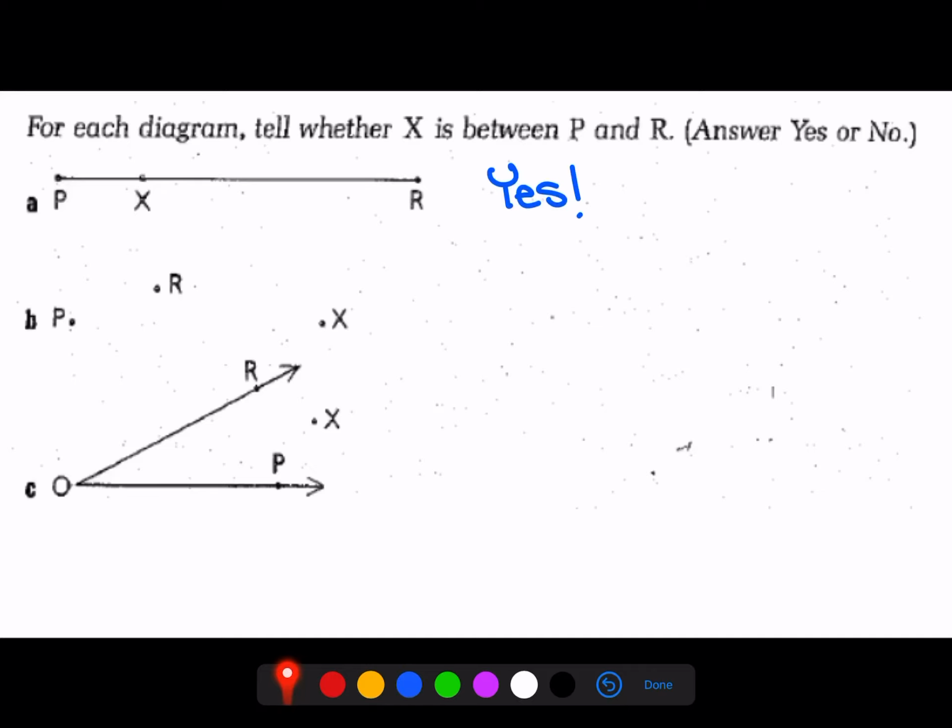For our second diagram, we have points P, R, and X. If I were to draw a line between points P and R, would X be between them? No. X is way over here. If it was on the line segment itself, then absolutely. Then lastly, we have angle ROP. If I were to draw a segment between R and P, would X fall in between? No. X does not lie on that line, so therefore it is not between those points. So again, betweenness relies on being on the line itself, and then also being between 2 other points.